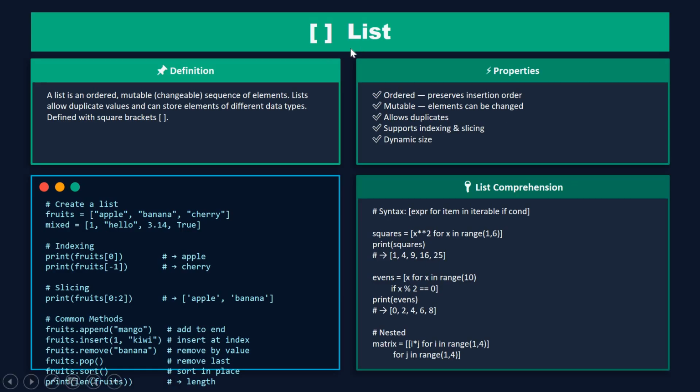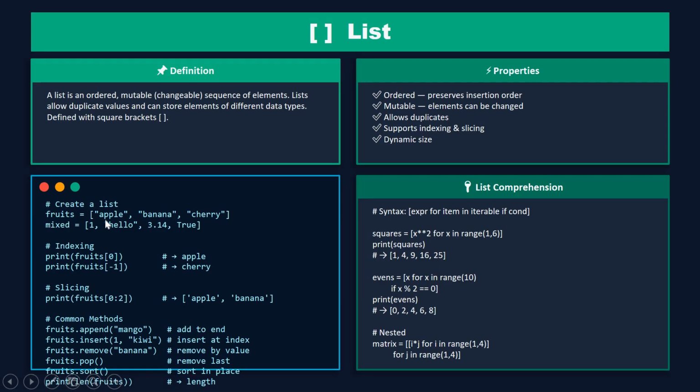So first we have a list. As the definition suggests, a list is an ordered, mutable, meaning changeable, sequence of elements. A list allows duplicate values and can store elements of different data types as well. It is defined with square brackets. In Python we don't have to write any specific data type. If you want to define a list, we have to use square brackets. That is the syntax for defining a list.